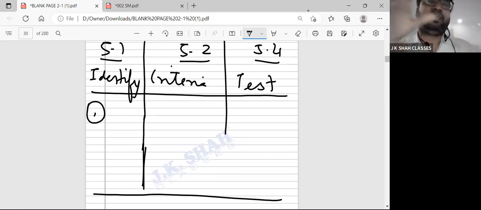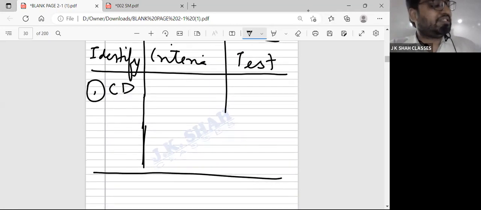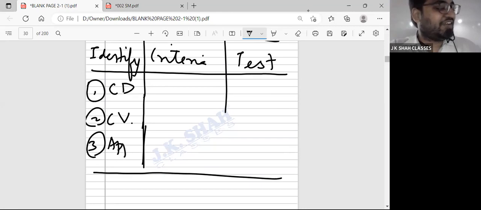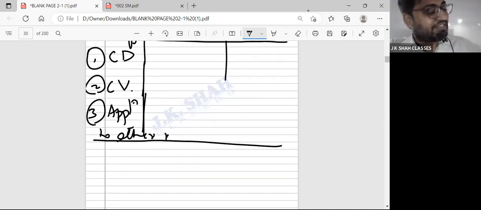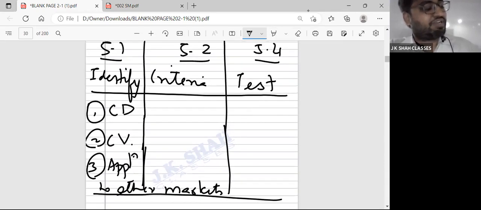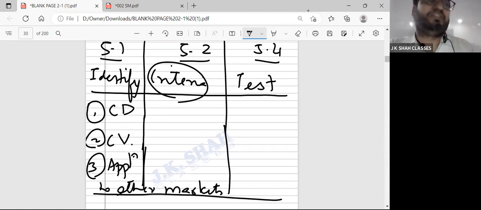Anyway, I will be writing abbreviations, short forms, because I don't have space. You may have space, you may use 2 lines also. CD stands for competitor differentiation, CV stands for customer value. Here I will have to use this application to other markets. I'll write here application to other markets. Same answer for criteria. Test. The heading changes a little, but the explanation will remain the same.